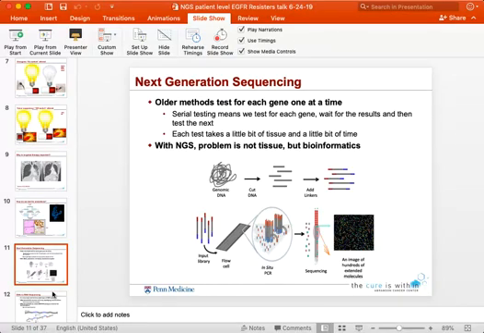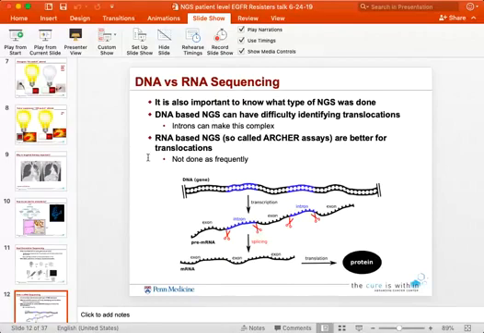The other problem is that not all next generation sequencing is the same. So most NGS panels that are done use DNA. DNA is the main source of genetic information in your body, okay? That's where all your genes are stored. But the body actually keeps the DNA as a double helix, two strands of DNA that are actually bound together like a coil, 2 coils wrapped around each other.